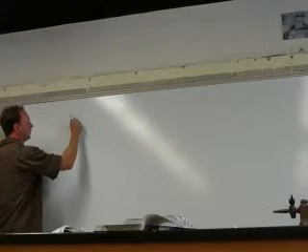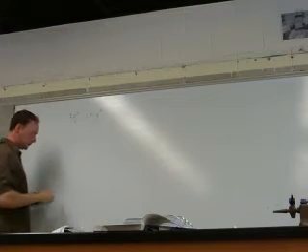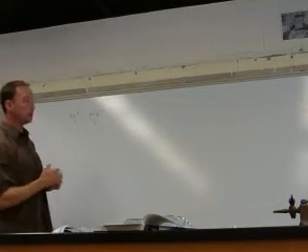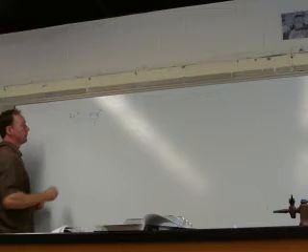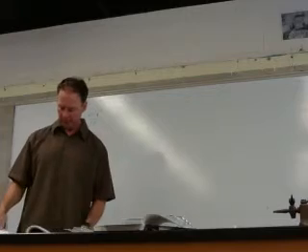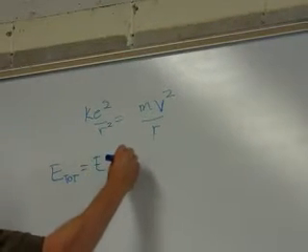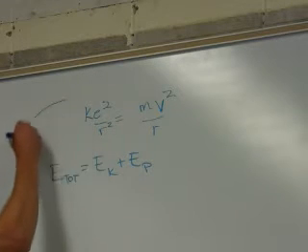All right, so let's approach this problem semi-classically. We have k e squared over r squared equals m v squared over r. Yes, thank you. All right, what do we also know classically? We also know that the total energy equals the kinetic plus the potential. So this is classical.